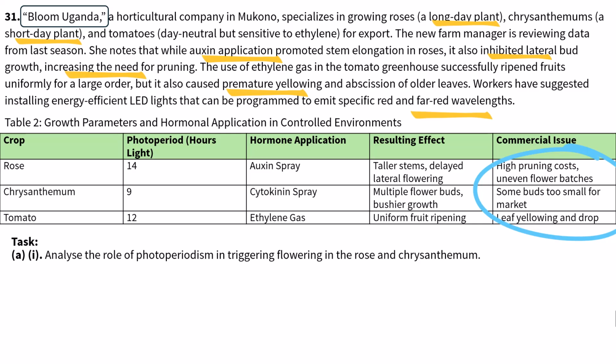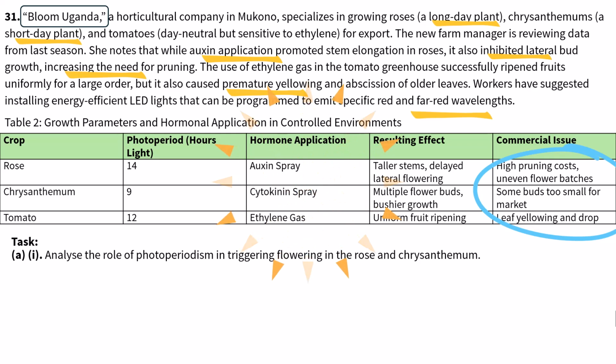Hormone results in the table. Auxin causes taller stems plus delayed lateral flowering in rose. Cytokinin causes more buds plus bushier growth in chrysanthemum, but some buds are too small. Ethylene causes uniform ripening in tomato, but leaf yellowing and drop. Commercial problems: auxin increased pruning costs and uneven flower batches. Cytokinin produced some undersized buds. Ethylene caused premature leaf senescence, reducing plant health.